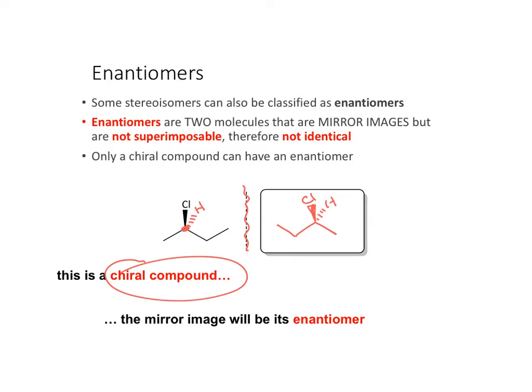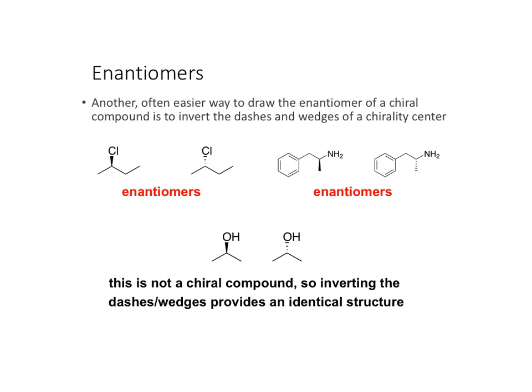And if you were to make the model of this compound, you would find that you cannot superimpose it upon its mirror image. An often easier way to draw the enantiomer of a chiral compound is to just invert the dashes and wedges of a chirality center. So if we had this, instead of imagining a mirror and drawing the reflection, we could just put the chlorine atom on the dashed bond, the hatched bond, and draw this. The same thing with this molecule. Instead of having the methyl group on the solid wedge, I would have it on the dashed wedge.